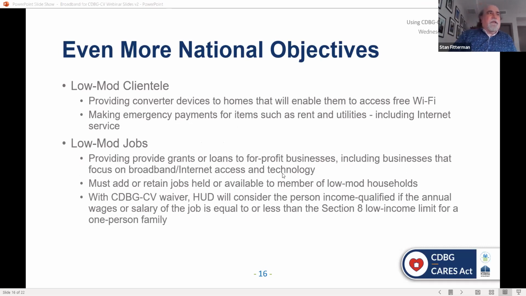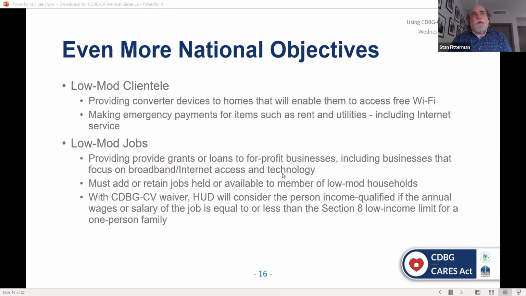All right, even more national objectives. So we've got the possibility of low mod clientele. We've been talking about that when Doug mentioned we were providing devices to homes that are able to access free Wi-Fi. We'll talk about an example of that in a minute. And Doug mentioned it when making the emergency payments. We're helping a low mod family or low mod household, and we get to count that as low mod clientele.